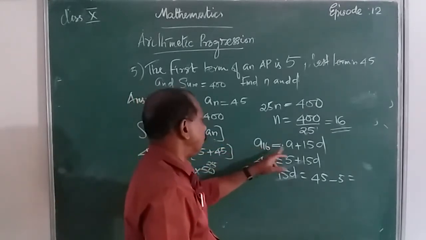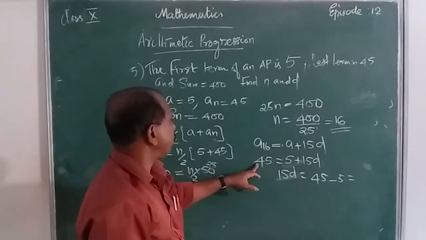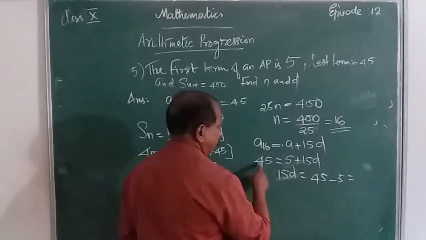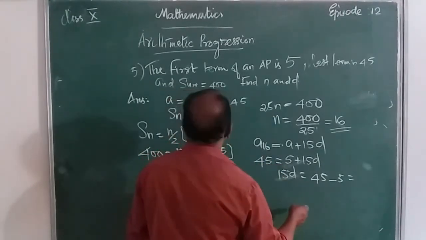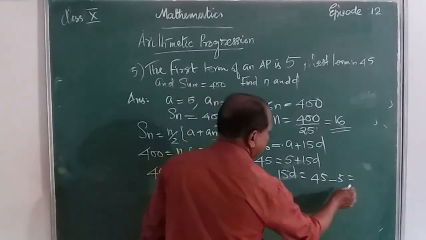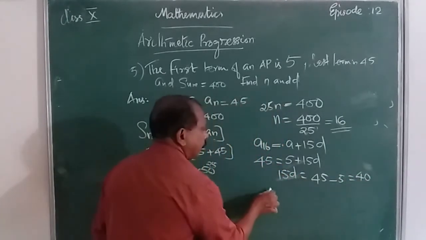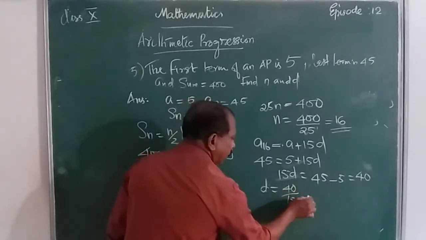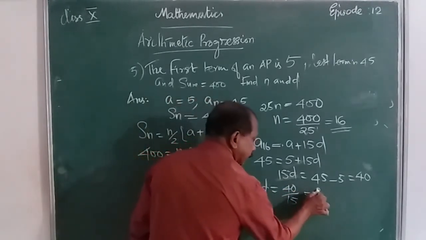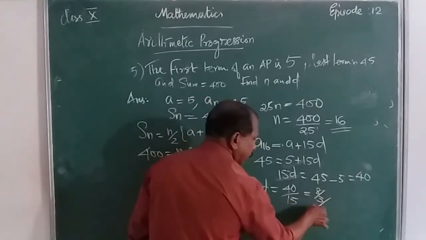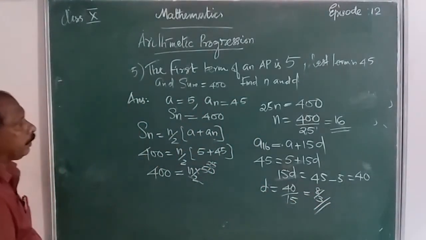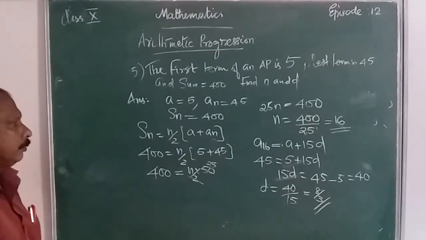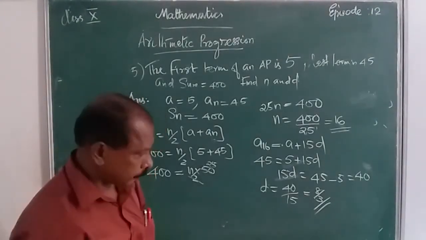That is a16 is equal to a plus 15d. That is 45 is equal to a, that is 5, plus 15d. Therefore, 15d is equal to 45 minus 5. 45 minus 5, what is it? 40. Therefore, d is equal to 40 divided by 5, 8 fives are 40. Therefore, d is 8 by 3 and n is equal to 60. Clear?